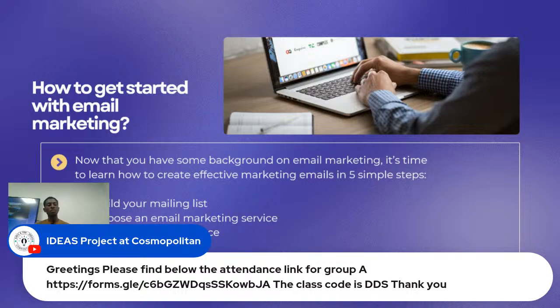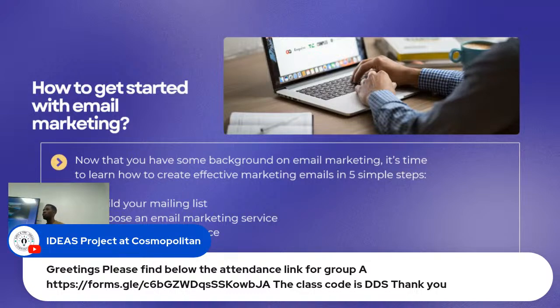How to get started with email marketing. Now that you have some background on email marketing, it's time to learn how to create effective marketing email in 5 simple steps. So the first step is build your email list. How do you get people to subscribe to your email marketing list, right? Then the second one, choose an email marketing service. Like I said, we have different types of email marketing service, and I'm going to show you. Then segment your audience.